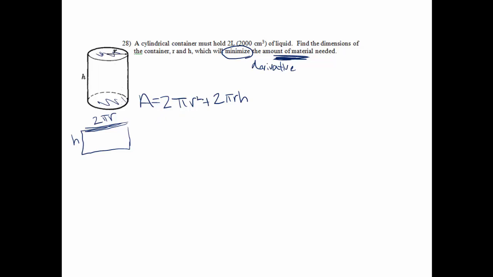I do notice that I have two variables in here, and when I'm taking the derivative I really only want one variable. So I'm going to see if I can find some information to take a little side trip. So let's see my side trip. It tells me that my container is going to hold 2,000 centimeters cubed of liquid, which will be my volume. So I'm going to write a volume formula.